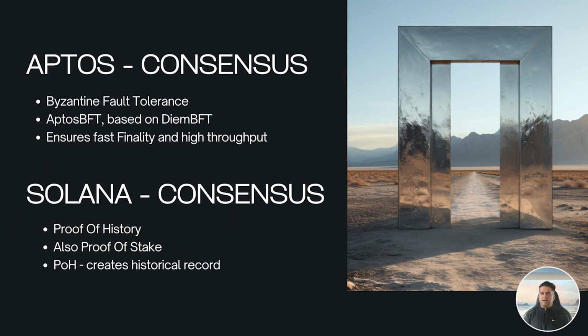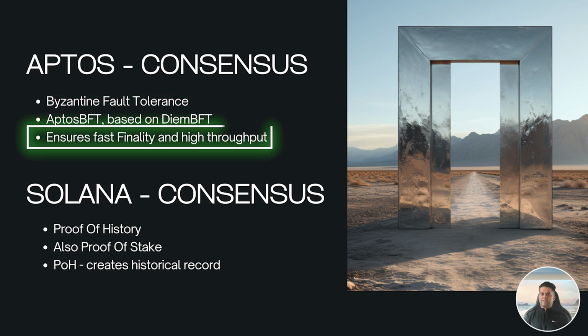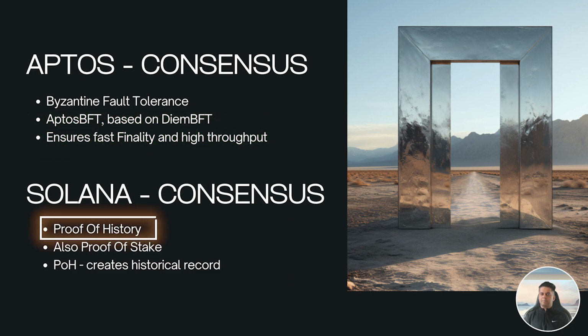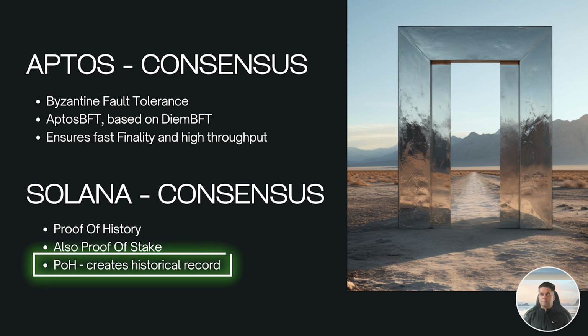Consensus mechanism. Aptos uses a Byzantine fault tolerance or BFT consensus mechanism called Aptos BFT, which is based on Diem BFT. This approach ensures fast finality and high throughput. Solana, on the other hand, employs proof of history or PoH combined with proof of stake or PoS. PoH creates a historical record that proves that an event has occurred at a specific moment in time.